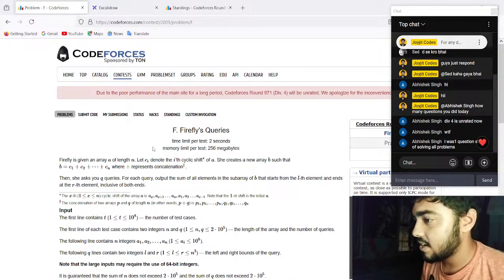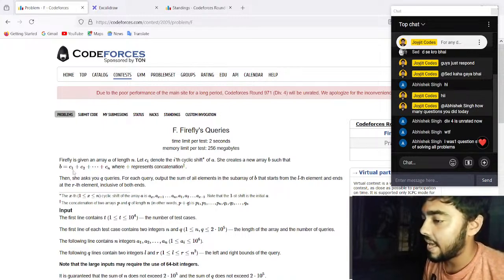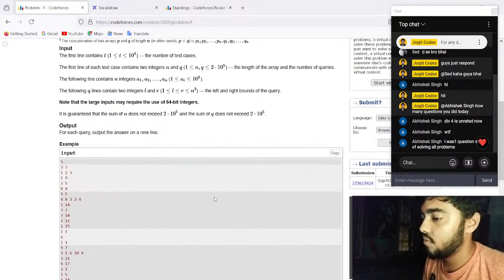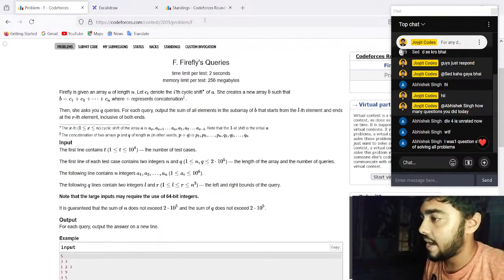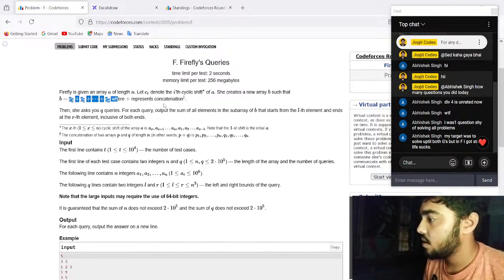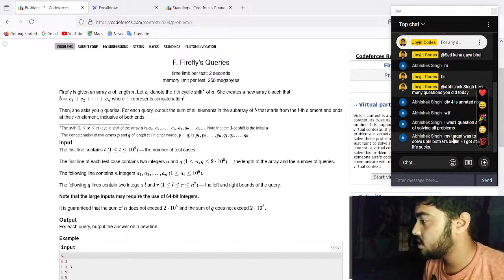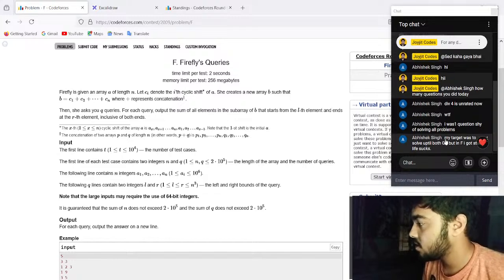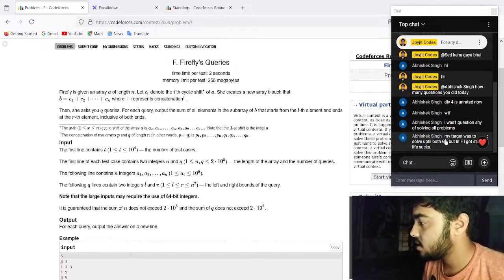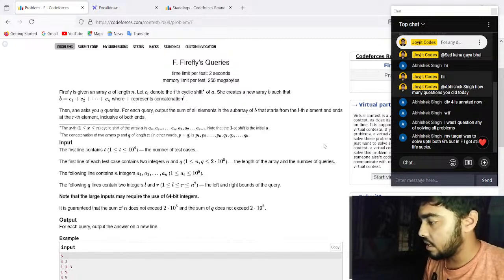So let's get to F. Firefly's queries. You're given an array, and what you do is store the array at cyclic shifts, the ith cyclic shift, in a concatenated form. My target was to upsolve till both G's, but in F I got stuck. Okay, so you did F or you didn't do F?